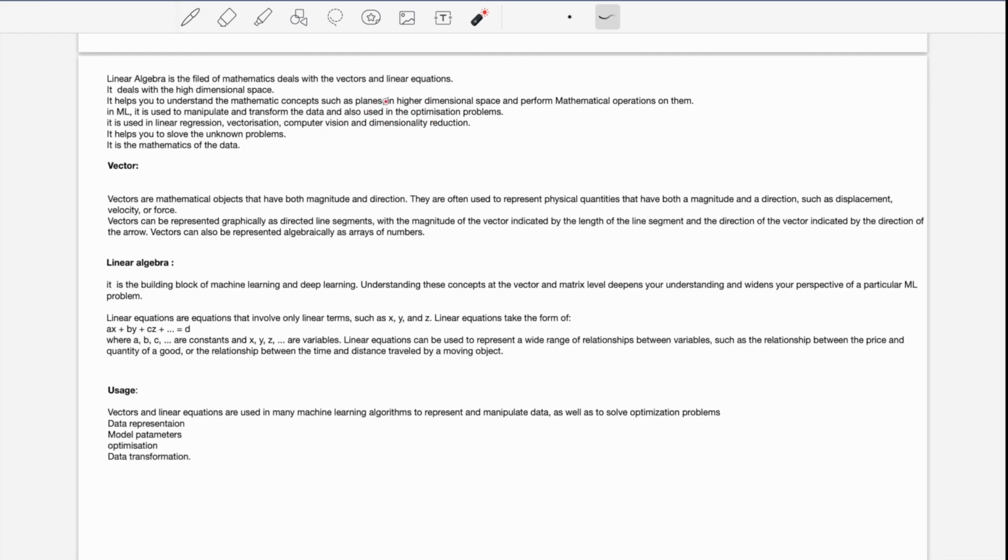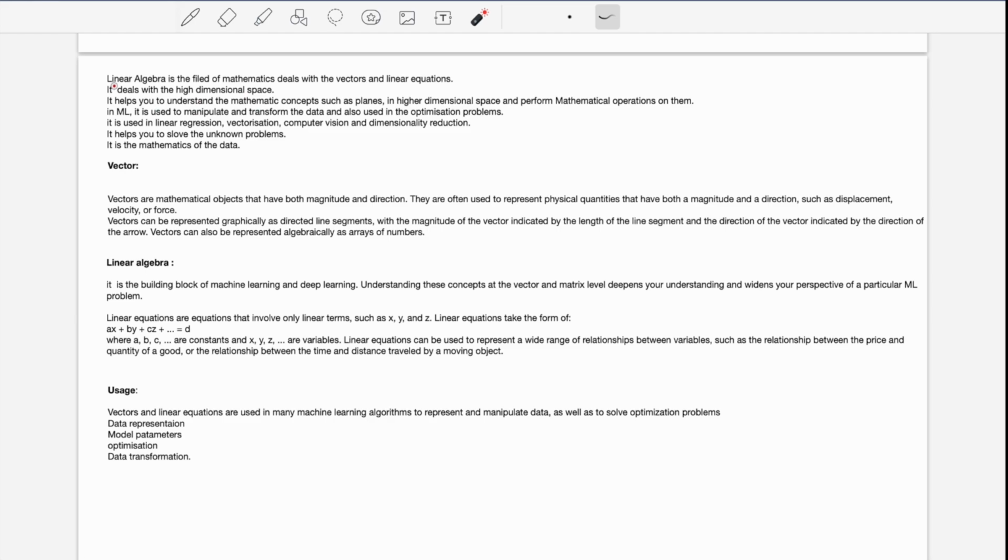Let me give a brief introduction once again. It's a field of mathematics that deals with vectors and linear equations. It deals with high dimensional space, and it helps you understand mathematical concepts such as planes, etc. In machine learning, it is used to manipulate and transform data. Linear algebra is used in linear regression, vectorization, computer vision, and dimensionality reduction. It is also used to solve unknown problems, which I just explained, and it is the mathematics of the data. I hope you understand all of these, and then we'll move to another topic.